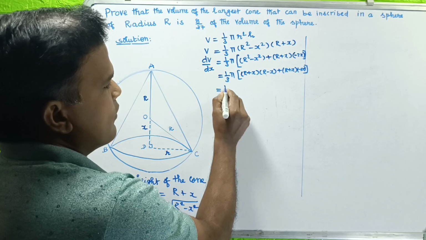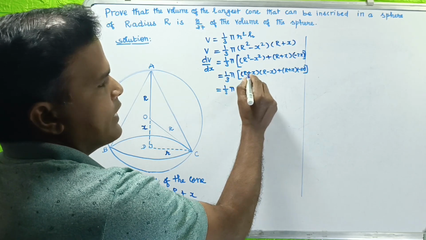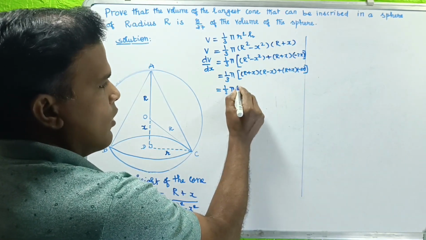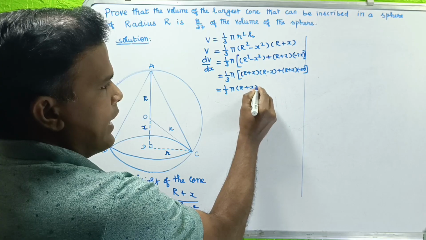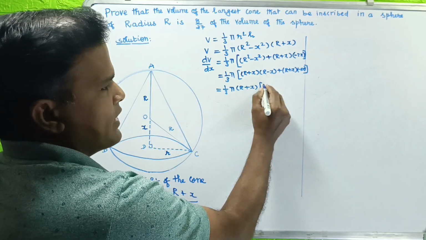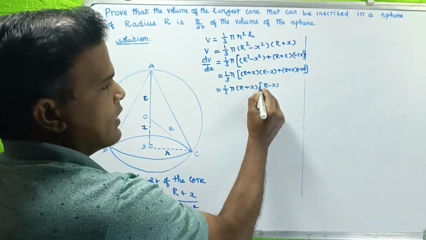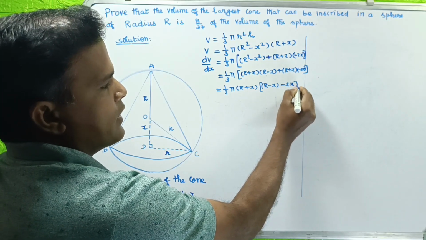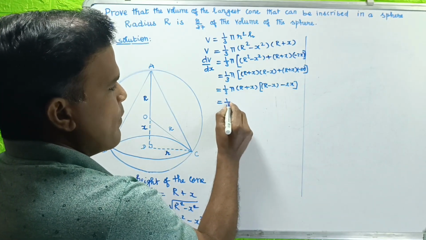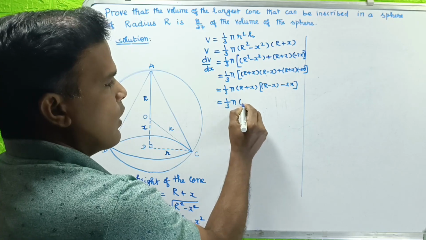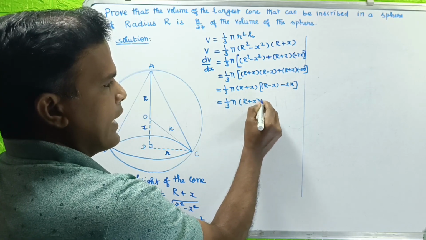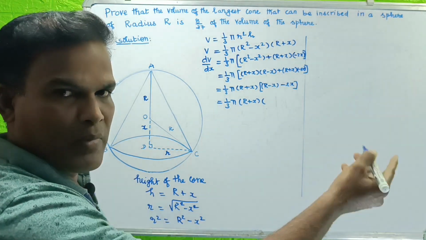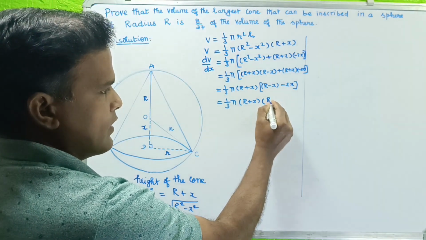So 1 by 3 pi into, take the R plus x outside. So R plus x into, here R minus x will be there, and then here minus 2x will be there. So this is 1 by 3 pi into R plus x into R minus x minus 2x, that is R minus 3x.